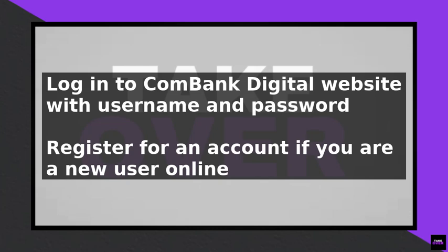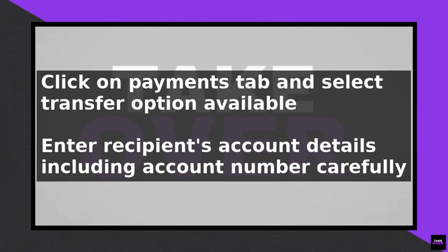You will then need to enter the recipient's account details, including their account number and bank name. Make sure to double-check the account details to avoid any errors. Next, enter the amount you want to transfer and select the payment method. You can choose to transfer funds from your savings account, current account, or credit card. Review the transaction details to ensure everything is correct before proceeding.